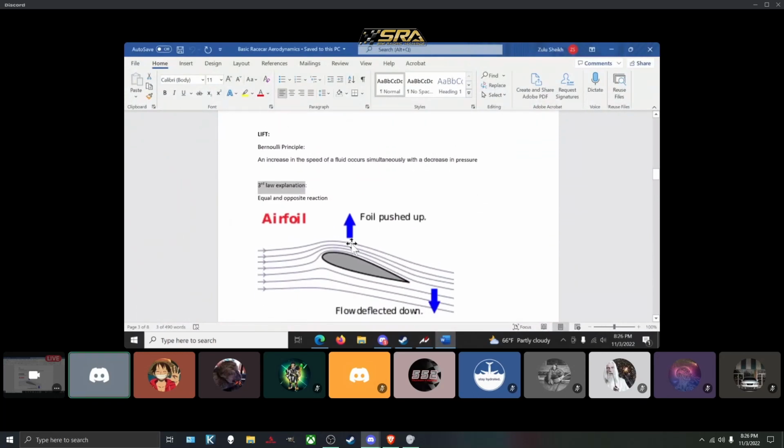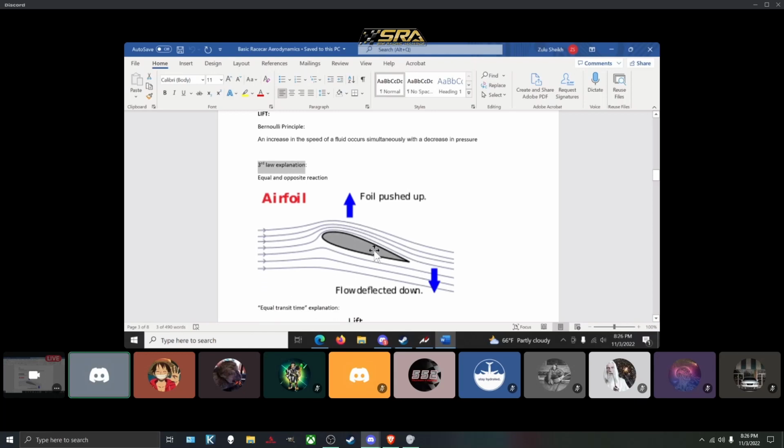So the third law explanation is, hey, if I have an airfoil and a fluid moving, that fluid hits the airfoil, pushes the airfoil up, and then that fluid is deflected down, and that's what creates lift, right? It's the reaction force of the fluid hitting the airfoil with speed, pushing the airfoil up, and the flow is deflected down. So the airfoil generates lift.